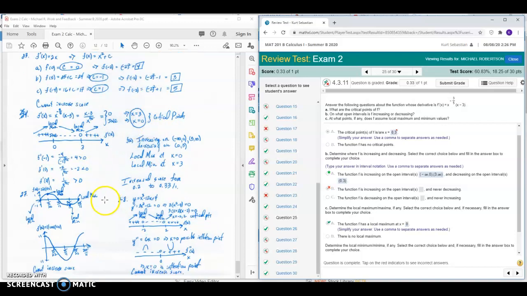Then to answer parts B and C, you want to do the first derivative test. So set up a number line, put the critical points on it, and then see what the value of the derivative is outside those critical points.